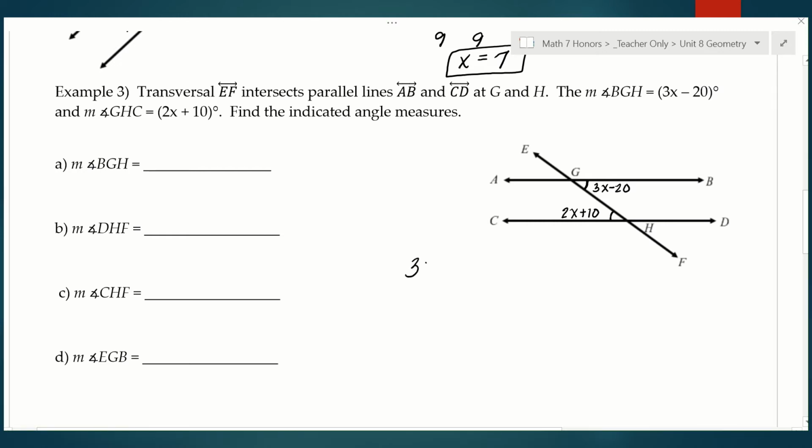So again, because they're equal, I'm going to say in my equation that they're equal. Okay, so to solve something like this, we need to get our variables to one side. So I'm going to start by subtracting 2x.